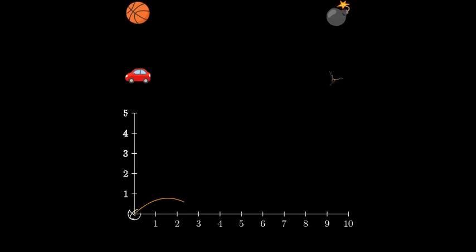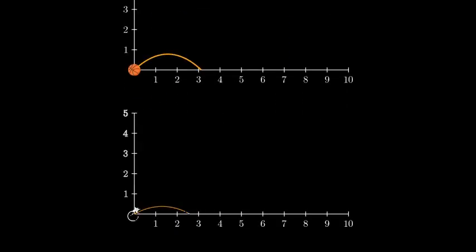Let's start with some real-world examples to better understand projectile motion. When you throw a basketball, it follows a curved path through the air before either reaching the basket or falling to the ground. Similarly, when a cannonball is fired, it travels in a parabolic path before hitting its target. Even when a car jumps off a ramp, its motion in the air is governed by the same physics. All of these examples demonstrate projectile motion, the path followed by an object when the only force acting on it is gravity.